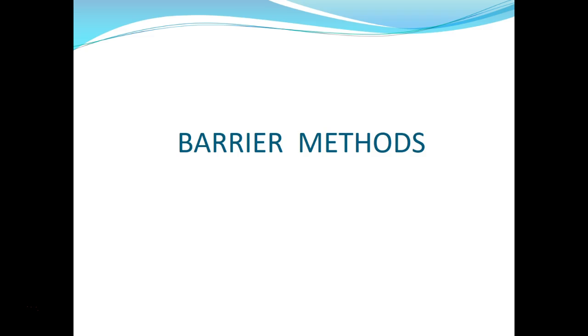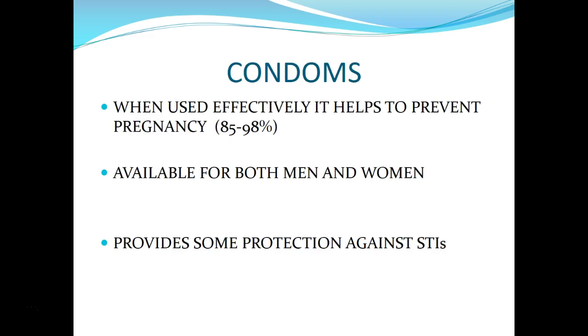All right, moving on to barrier methods. The first barrier method that you think of when you think of contraception are condoms, of course, because you can get them anywhere. When condoms are used effectively, it helps to prevent pregnancy somewhere between 85 and 98%. They are available for both men and women, and they provide some protection against sexually transmitted infections if they're used properly.